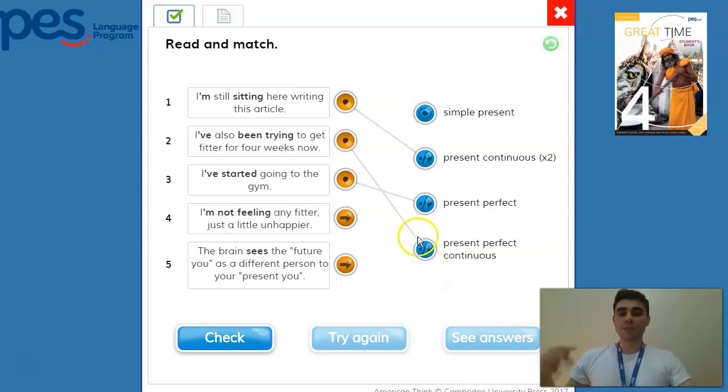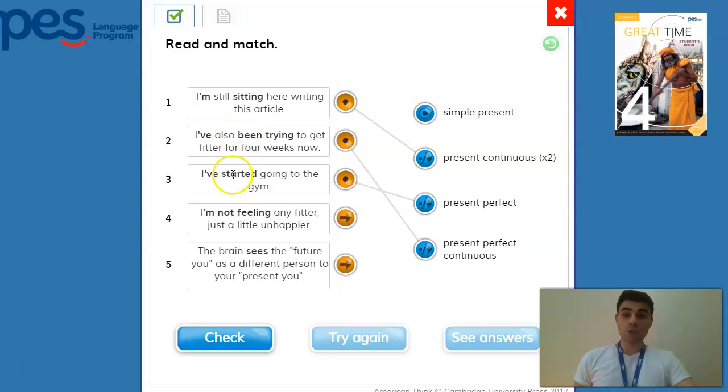Oh, and I forgot, because before I told you we were going to do two ways, right, to understand the sentence. Let's go back to 2. In 2 we have, I've also been trying to get fitter for 4 weeks now. It means that 4 weeks ago, she started to try to get fitter. And she is still doing this until now. That's why we have the present perfect, because she started this action in the past, but it's still a present situation, right? And even more, we have the continuous form.